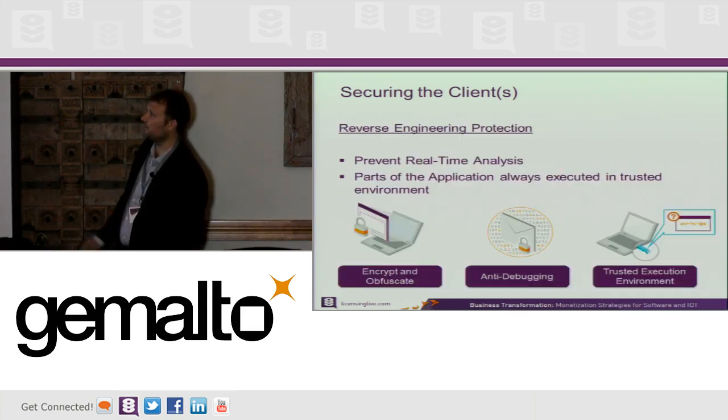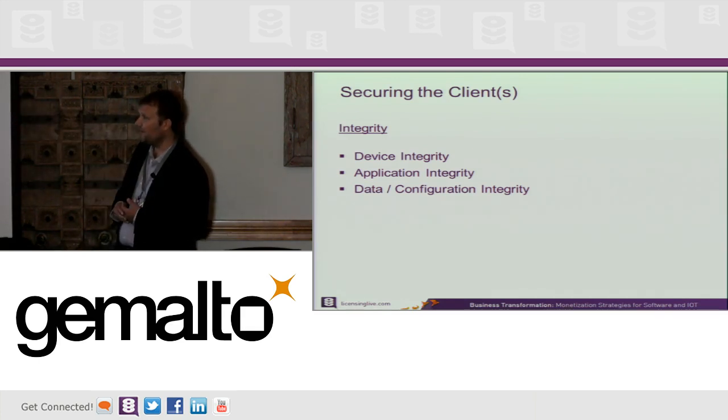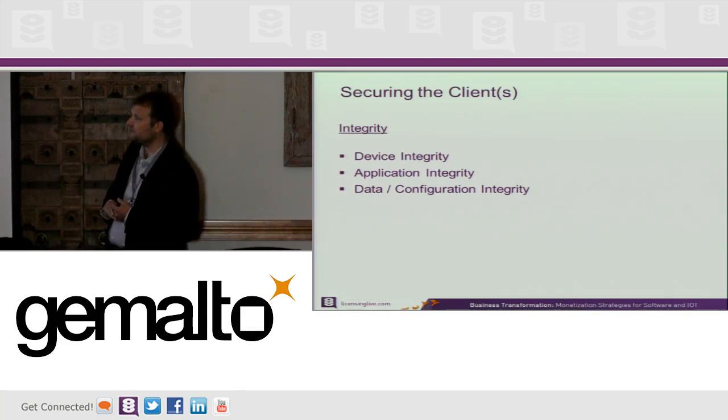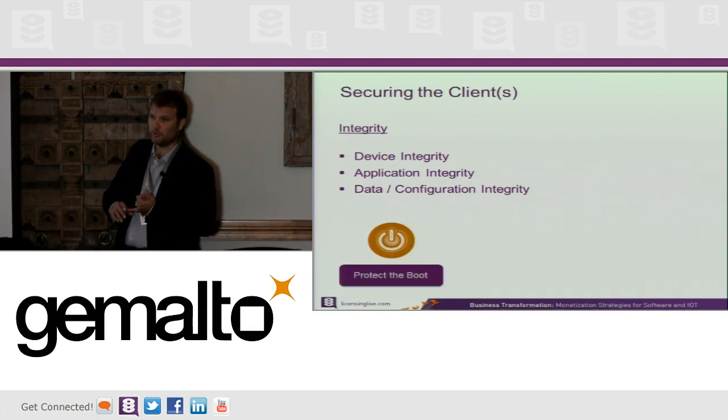Okay, so that's securing the clients against reverse engineering. The last piece of securing the client is around the integrity, what I talked about before. I think everyone really knows what device integrity means. We all know this word. Application integrity, and of course we care about data and configuration integrity in the examples I gave before. So how do we get there? Well, first, we want to protect the boot. We want to make sure that the boot process has not been altered. All the boot applications have been validated against their integrity. No Trojan applications have been included in the boot process.